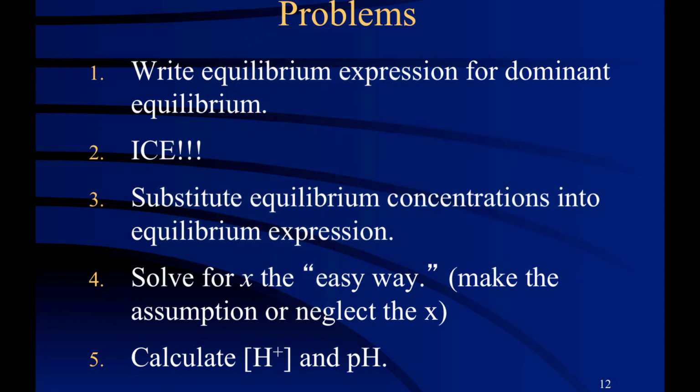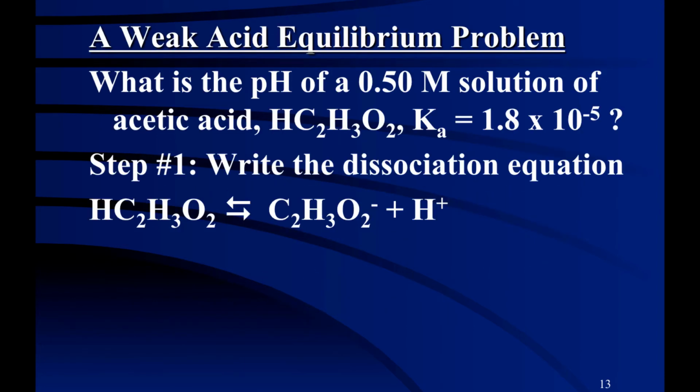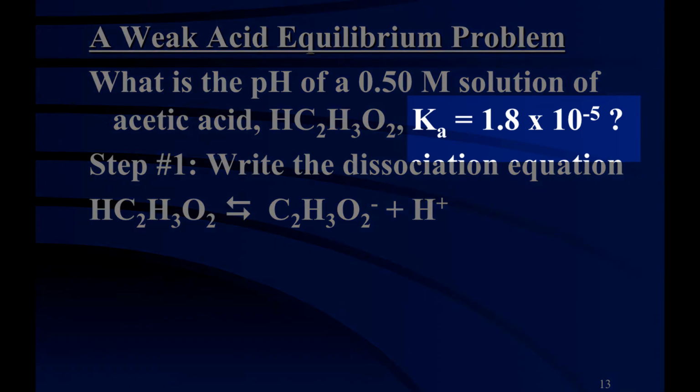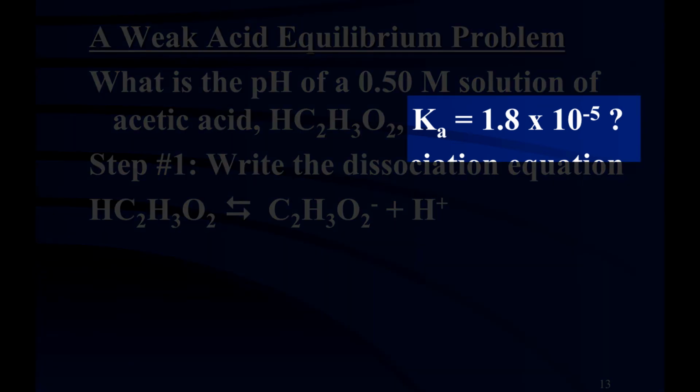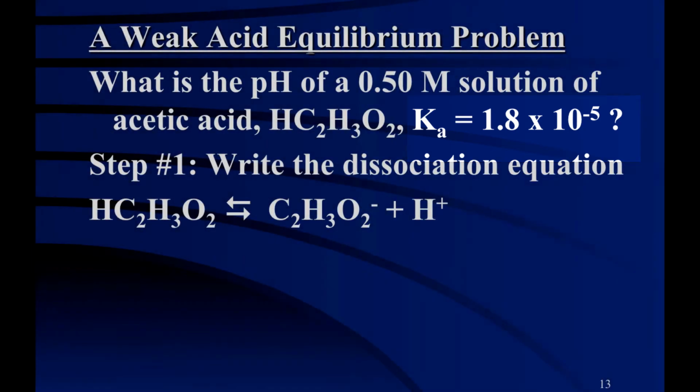Okay, I'll come up with some kind of sample problem. Ta-da! So we got a weak acid, acetic acid, HC2H3O2. How do you know it's a weak acid? Look at the value of Ka. Is the Ka greater than 1? No. Is the Ka less than 1? But of course, anytime the Ka is small, you know it's a weak acid. The smaller the value of Ka, the weaker the acid is.